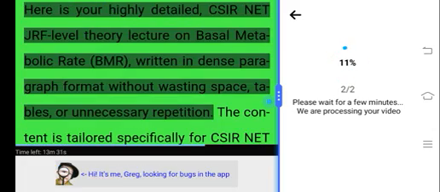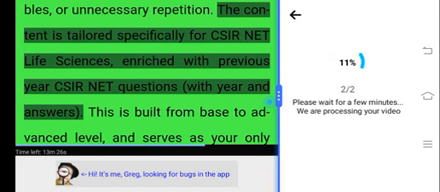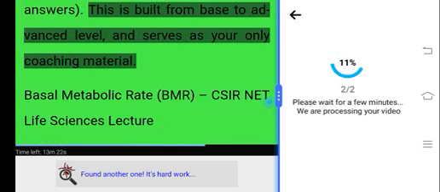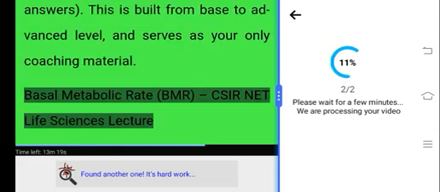ChatGPT said: Here is your highly detailed CSIR NET JRF level theory lecture on basal metabolic rate (BMR) written in dense paragraph format without wasting space, tables, or unnecessary repetition. The content is tailored specifically for CSIR NET life sciences, enriched with previous year CSIR NET questions with year and answers. This is built from base to advanced level and serves as your only coaching material. Basal metabolic rate (BMR) CSIR NET life sciences lecture.